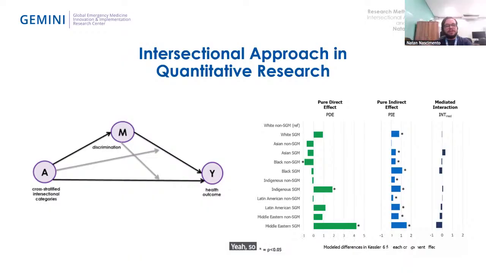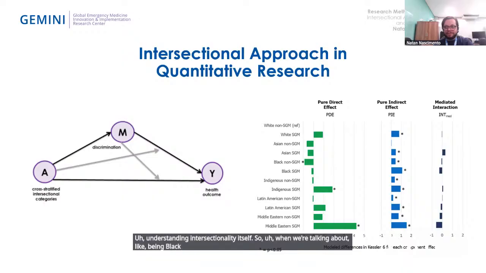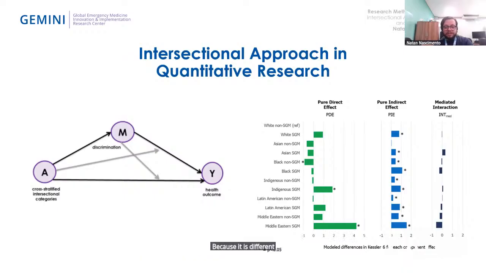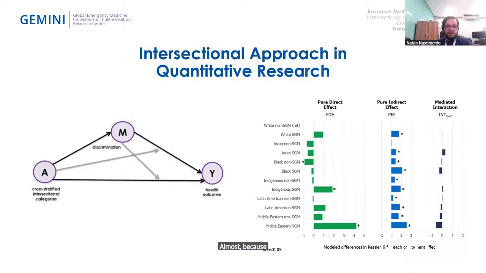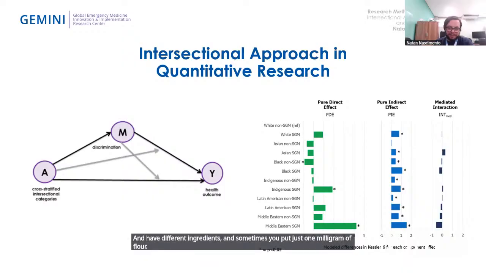Yeah, that's something important, and I think it's related to how we understand intersectionality itself. When we're talking about being Black in North Carolina, we also have to understand how it's different to be Black in Durham and how it's different to be Black in Charlotte. Because it is different. Not because being Black is different, but because being Black in that setting is different. So this is intersectionality. And that's the problem with intersectional analysis and quantitative research, because you need to account for almost everything. Each individual is like an individual cake with different ingredients, and sometimes just 1 milligram of flour will give a different outcome.